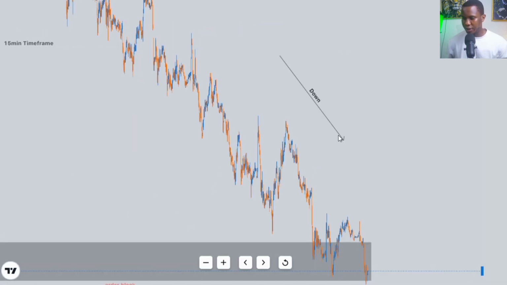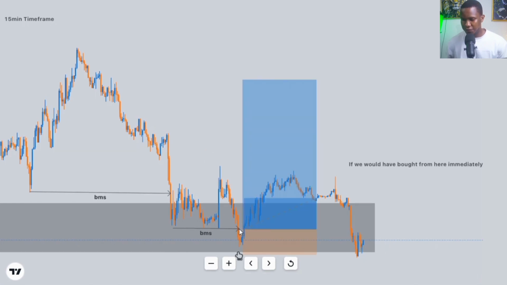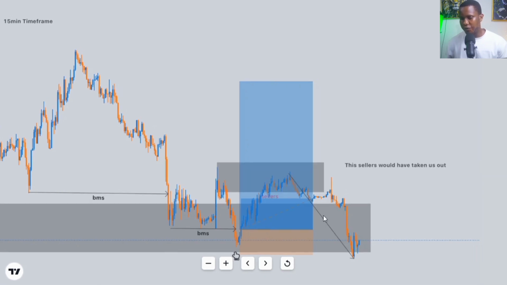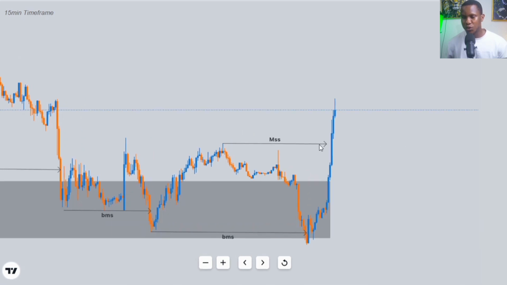We are in a downtrend, and can you see break on market structure, lower high, lower low, break on market structure, lower high, lower low. Can you see that traders are still selling in the market? If I would have bought here immediately, this order block right here would have reversed the trade, and that's why I have to patiently wait for price action to come and break market structure shift.